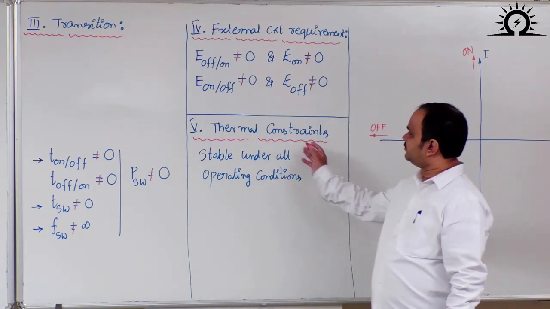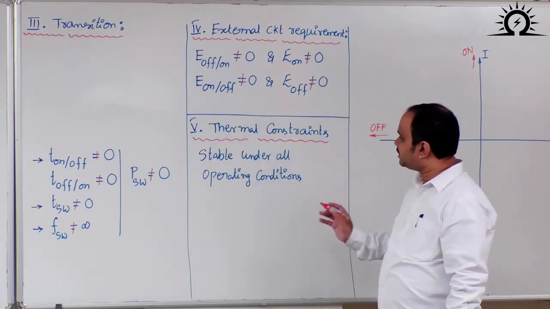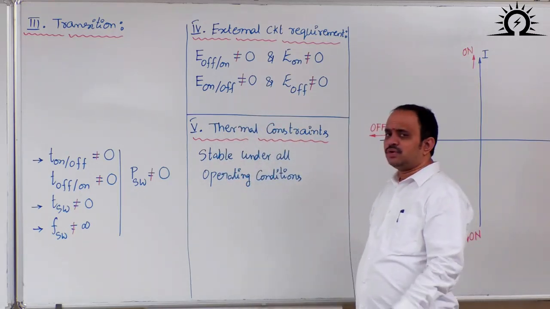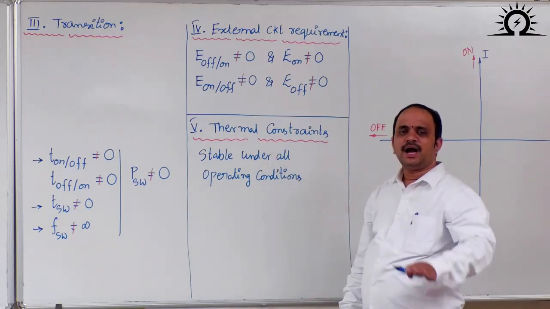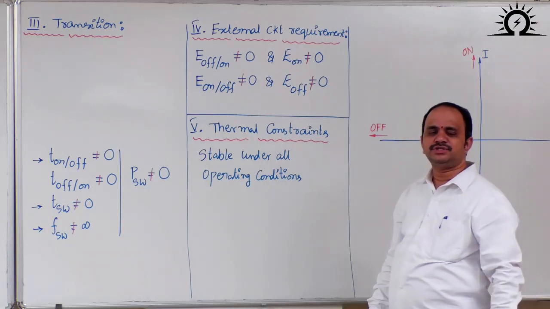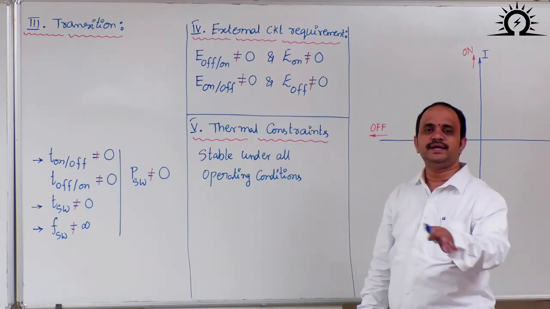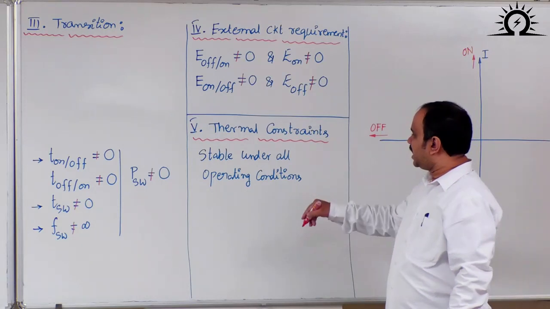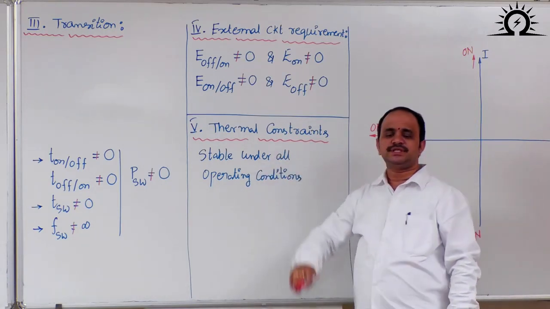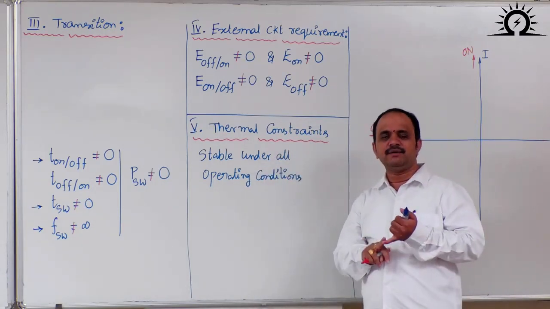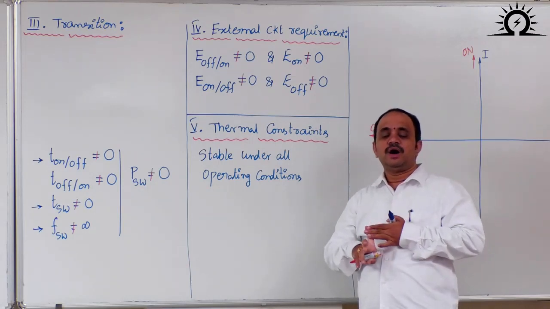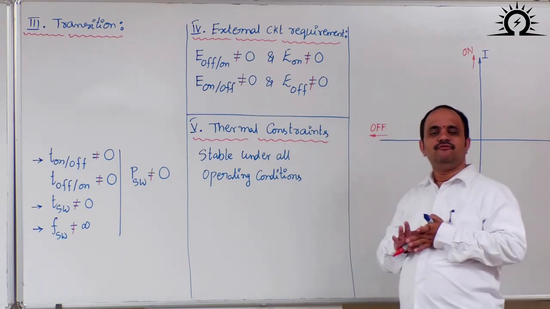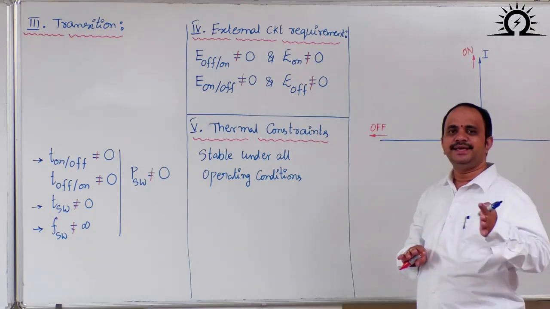Now next, the fifth property is thermal constraints. What is the difference from ideal to real condition that we discussed till now? Ideally the loss component was 0, hence there was no heat delivered out. But now when a real switch is in operation, there is a finite amount of conduction loss, a finite amount of blocking loss, and a finite amount of switching losses.